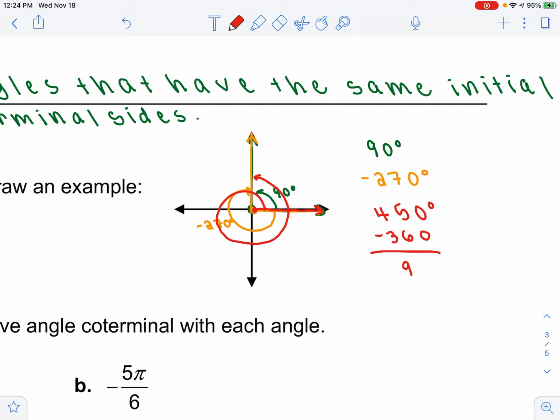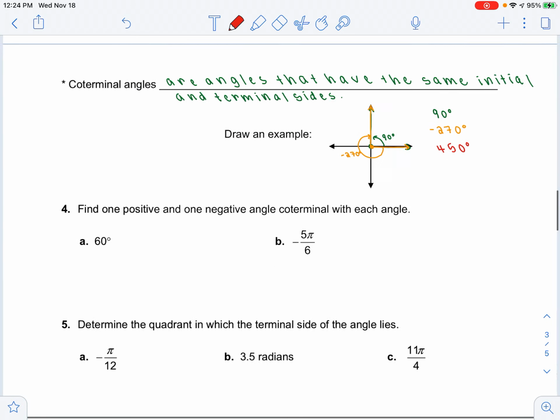I don't like how that looks. It looks so sloppy to me, so I'm going to get rid of this, but I think you guys get the idea. There we go. So we can see that those start and end at the same spot.